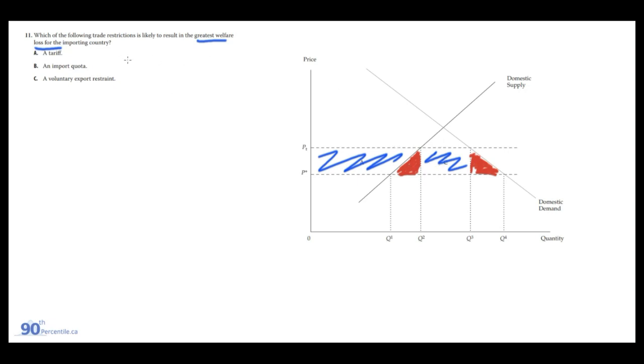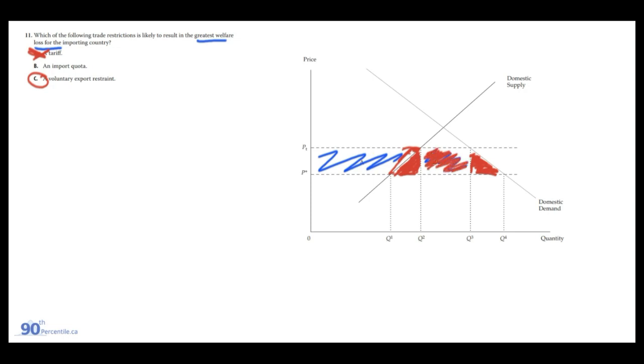If we're looking at the question, which of the following trade restrictions is likely to result in the greatest welfare loss? Like I said, tariffs can actually, in theory, benefit a country, so that's not going to be the answer. The answer is actually a voluntary export restraint. The reason is that by restraining exports, you're going to drive the price of the good up to here. But in this case, the domestic government isn't getting this tax revenue right here, right?